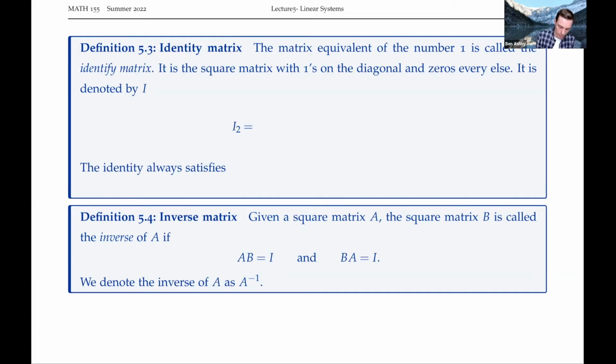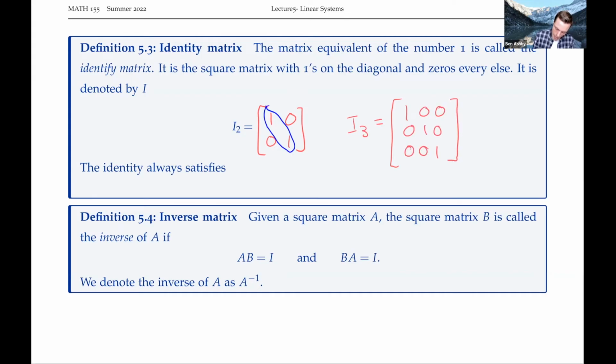So I2 is just going to be 1, 0, 0, 1. In other words, we've got ones down this main diagonal from top left to bottom right, and everything else is 0. And if we have I3, then this is going to be 1, 0, 0, 0, 1, 0, 0, 0, 1. So again, everything on that main diagonal from top left to bottom right is equal to 1. All of these entries here on that main diagonal are equal to 1. Everything else is 0.